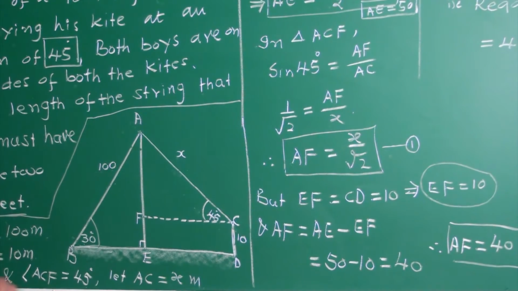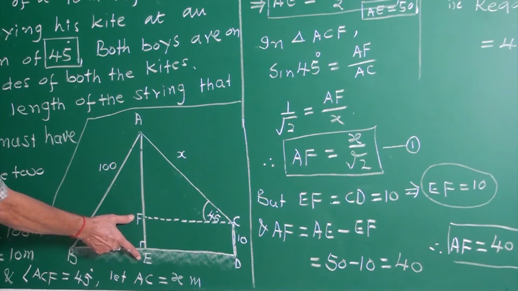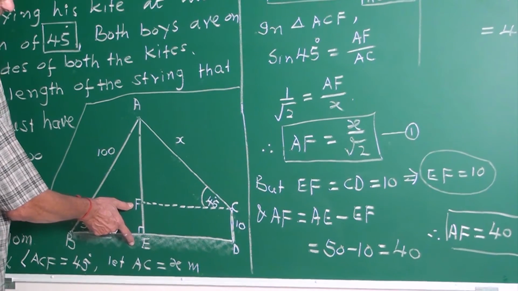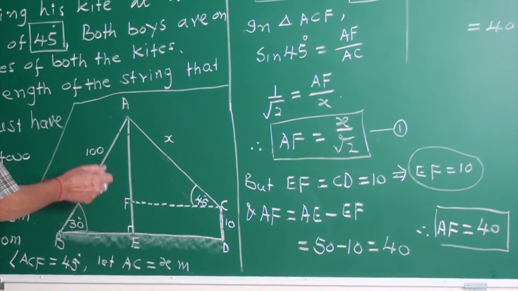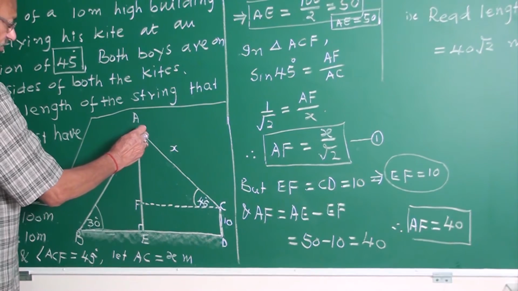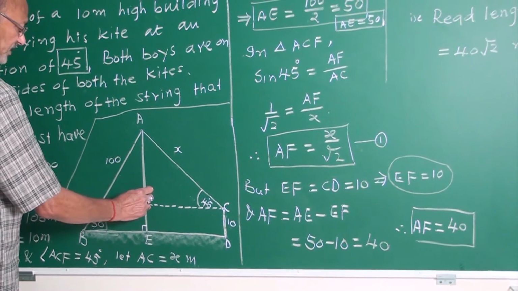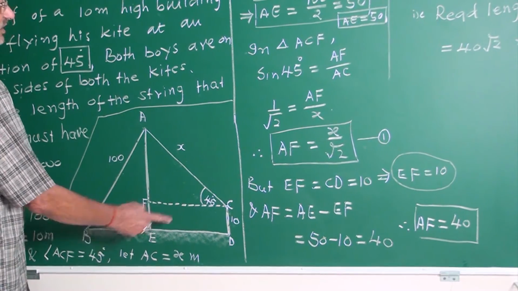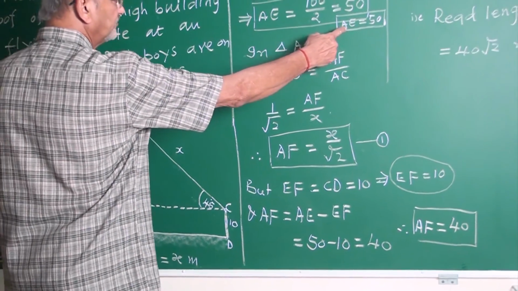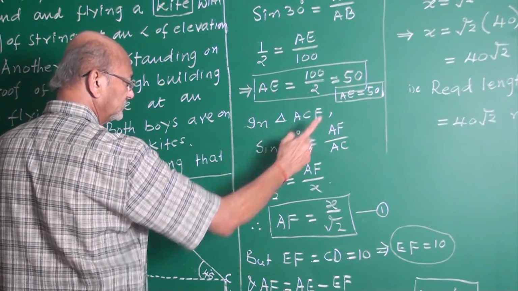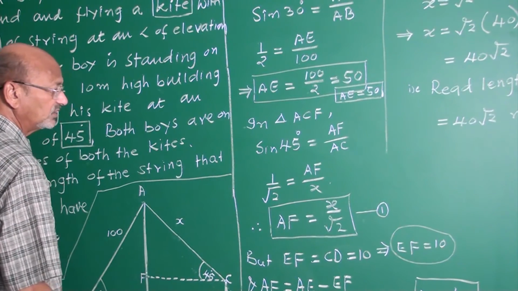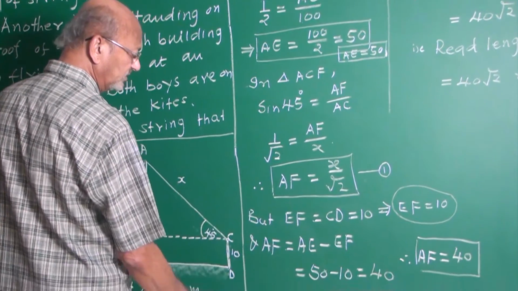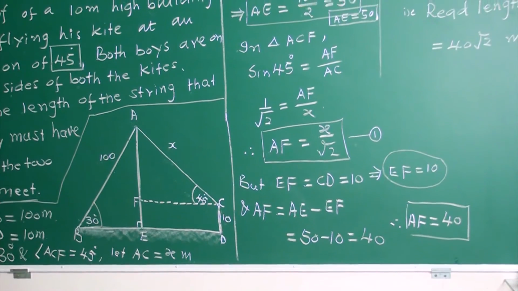But what about EF? EF is CD. CD is 10, so the value of EF is 10. Then we want to find AF. AF is AE minus EF. AE is 50, EF is 10. 50 minus 10 is 40. Therefore, AF is 40.